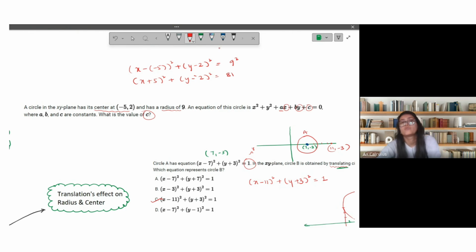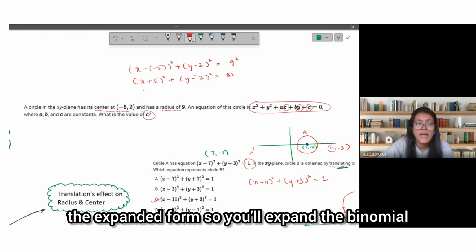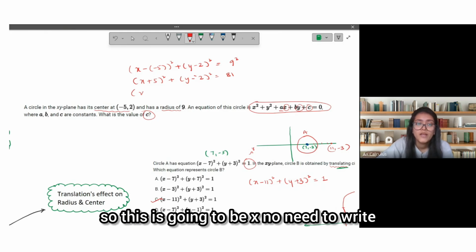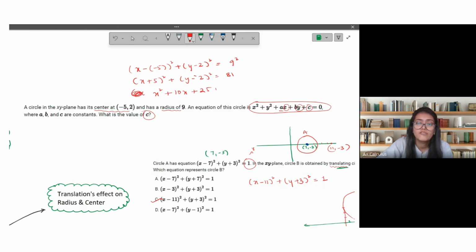Now in the question, the equation is given in the expanded form. So we will expand the binomial. So this is going to be x, no need to write the parentheses. So x square plus 10x plus 25 plus y square minus 4y plus 4 equals 81.